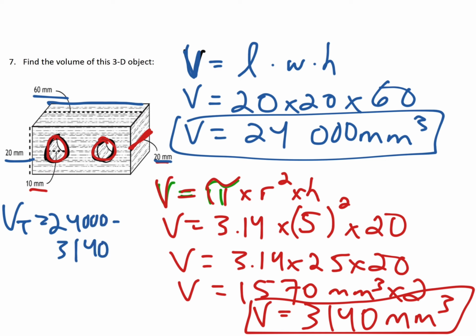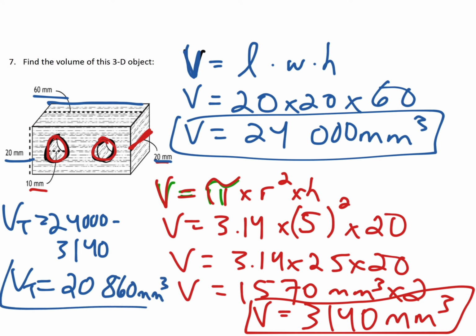Take away 3,140. So our total volume is 20,860 millimeters cubed. So if your answer doesn't make sense, go back and see maybe what went wrong. And this is why it's so important to show all your workings, so that way you can backtrack. Because if I were just to give the answer, we'd have to go through and basically retry the whole question. Here it's just a matter of erasing. Figured out I'd used the 10 by mistake, which was actually the diameter, and took it from there.